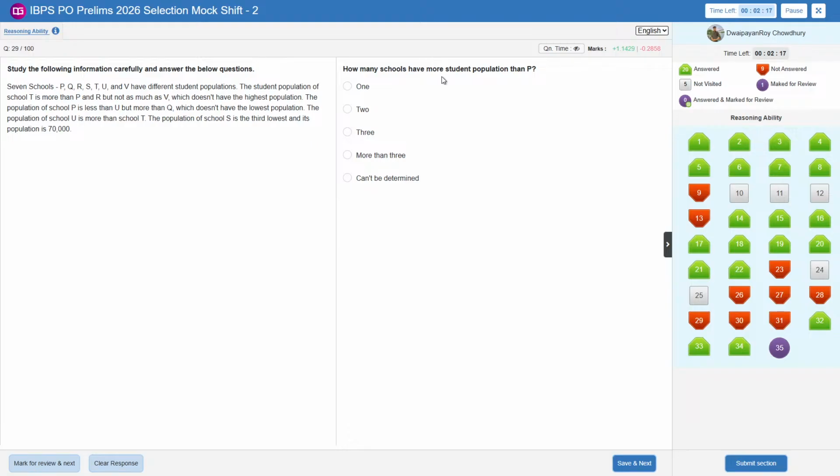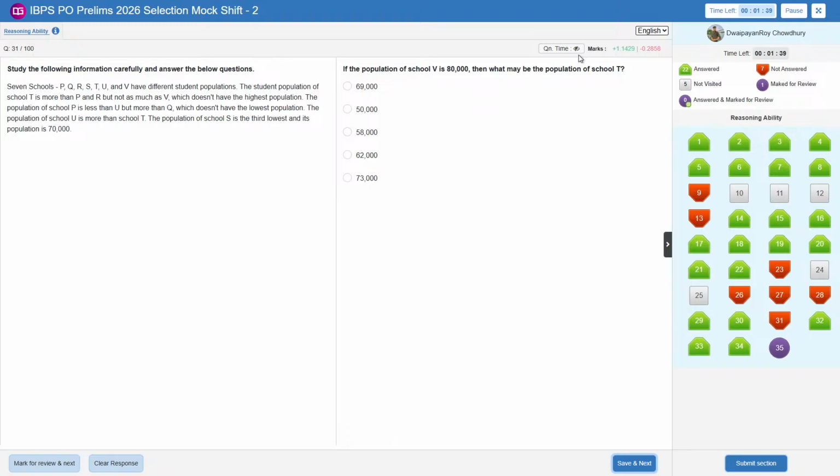How many schools have more population than P? Than P 4, more than 3. If population of R is half of that, okay, 35, and V is 3 times of school R, definitely 105. So what may be of U? U more than 105. If a population of V is 80, if V is 80, then what may be the population of T? So less than 70 for sure. What may be the population of T?